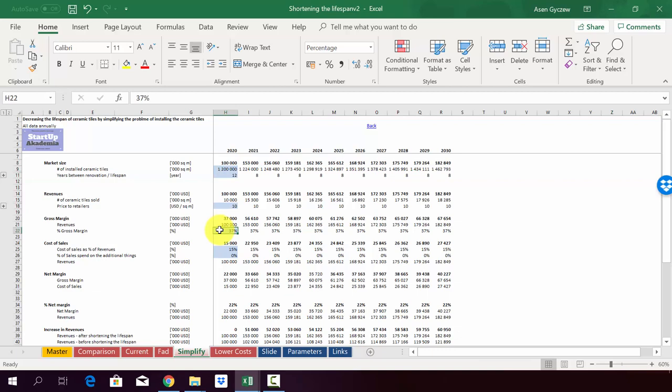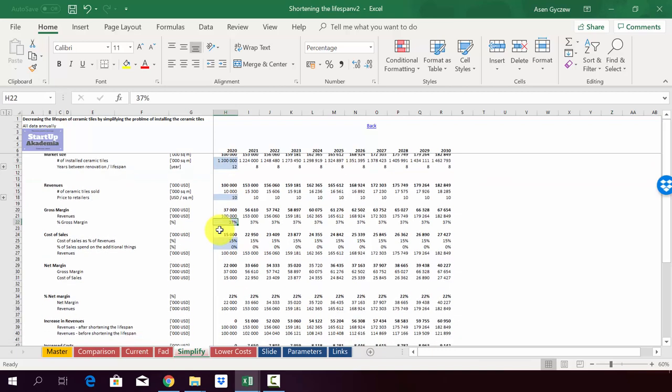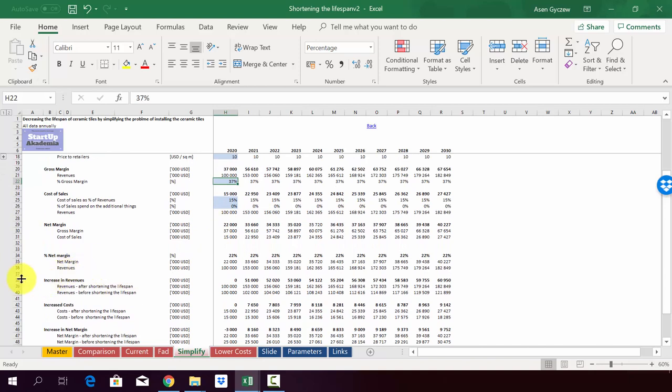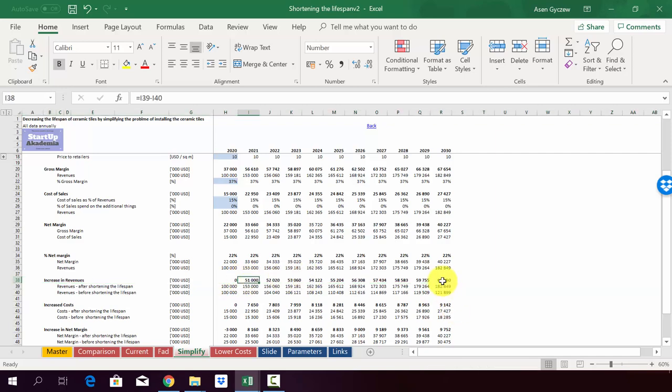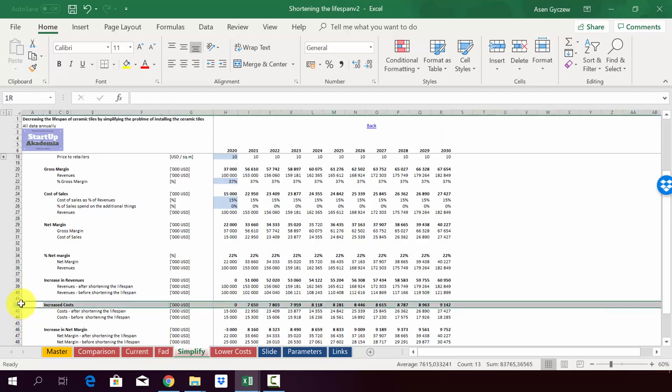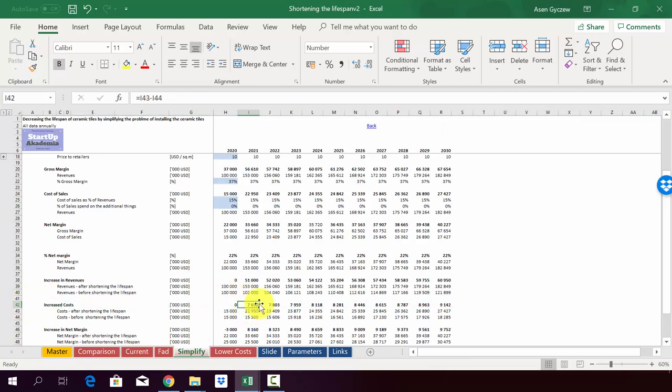And again, we will look at the difference in revenue and the net margin. So let's have a look below at what's different from the current situation. So we achieved an increase in revenues. It's 51 million in 2021 and 60 million in 2030. Then obviously we have an increase in costs due to the fact that we have a higher cost of production, lower gross margin. So we see an increase of 7.6 million in 2021 and more than 9 million in 2030.